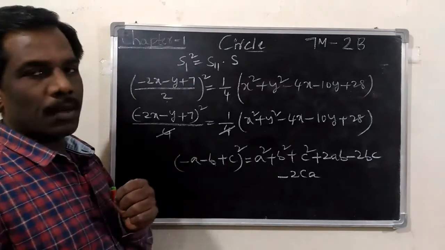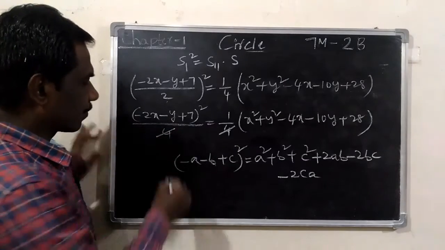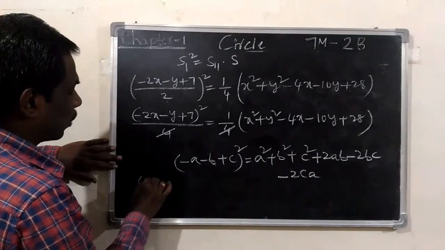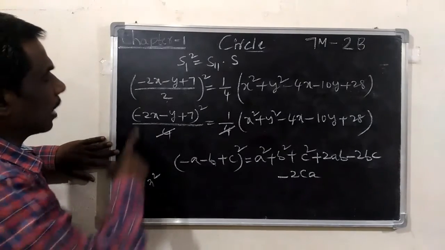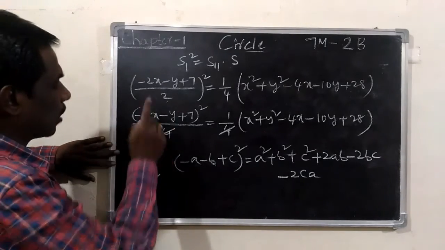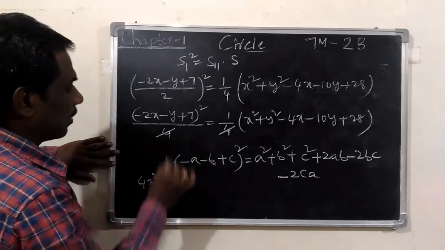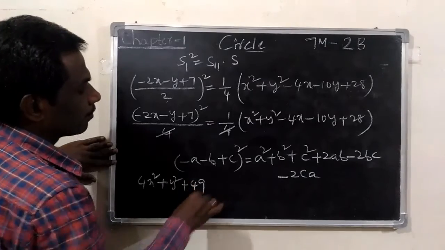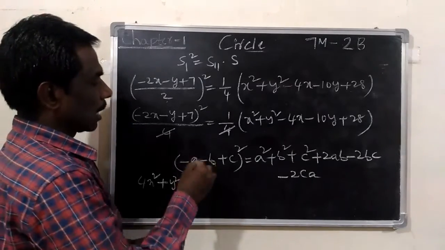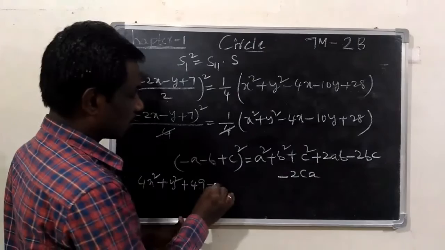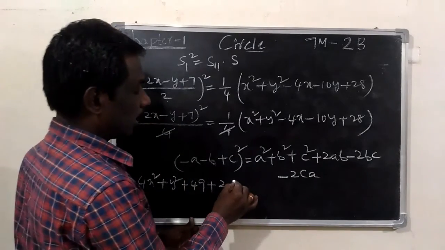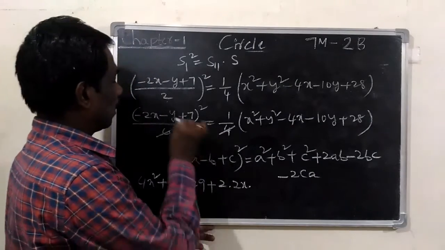So in that formula we want to substitute this term. So a square is x whole square is 4x square. Minus square is a plus, 2 square is 4 and x. Plus y square plus 7 square is 49. And after this is what? Plus 2ab, 2 into a is what? 2x and b is what? y.